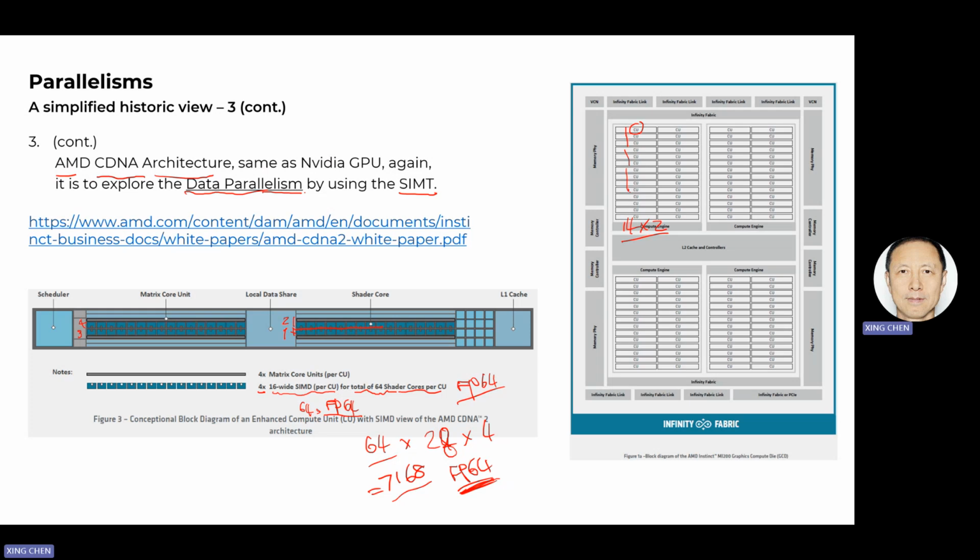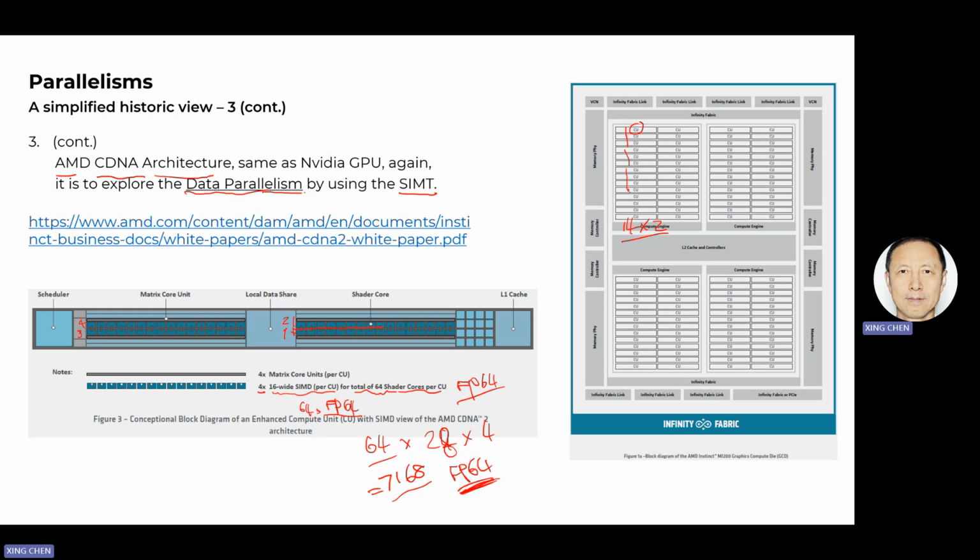If you have more than 1 million threads, that means you have many more threads per hardware unit to execute. And that's the way to explore the data parallelism.